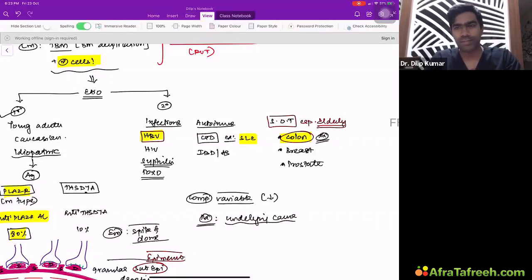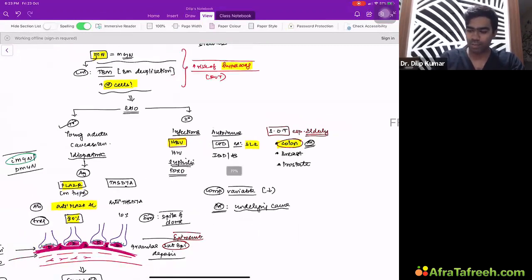Is it clear? Membranous nephropathy, FSGS, and MCD. What are the three things I've told you? All these three things are podocytopathies, where they typically affect the podocytes. Very important.